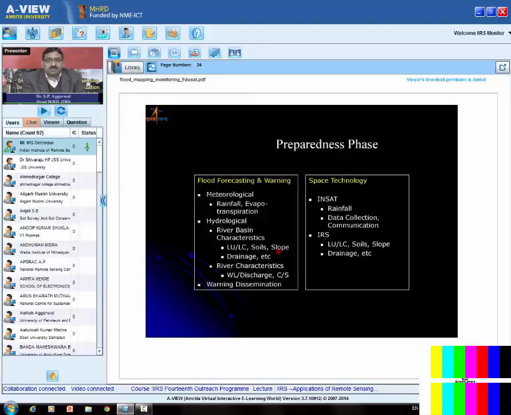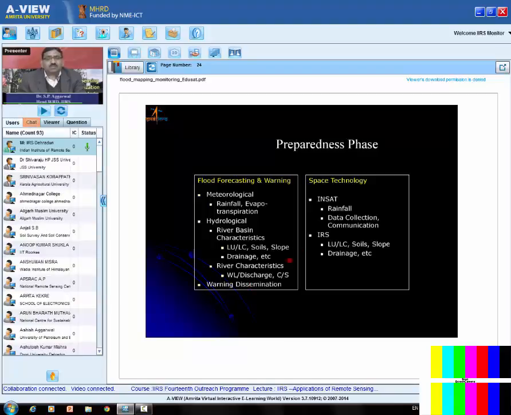So, in any disaster, there are three phases: preparedness phase, during the disaster, and post-disaster. In the preparedness phase, what are the requirements? Preparedness means I should have proper forecasting and warning. I should have rainfall information, and of course all other meteorological parameters like evapotranspiration and temperature. Hydrological information I should have, like river basin characteristics, slope, land use land cover, soil, drainage information, river characteristics, water level, discharge, and a warning dissemination system.